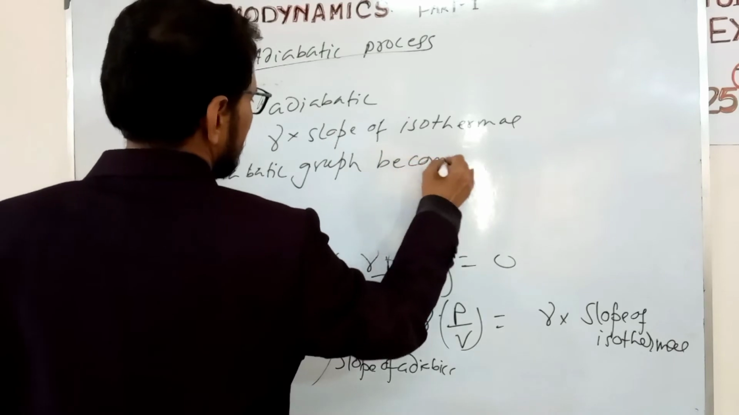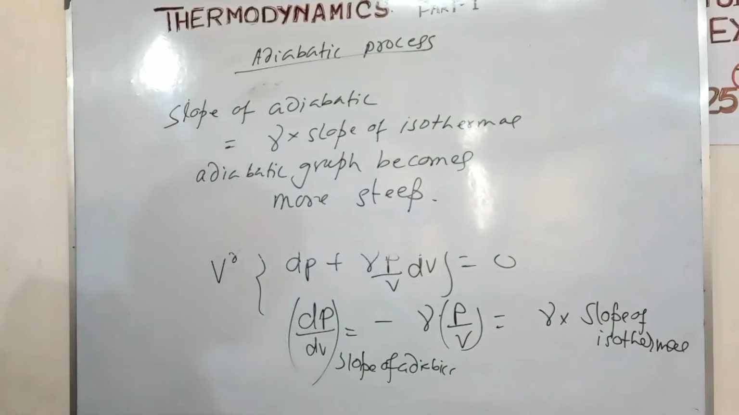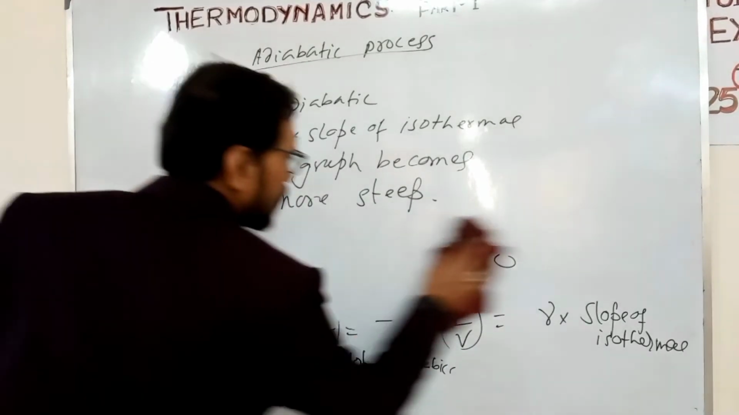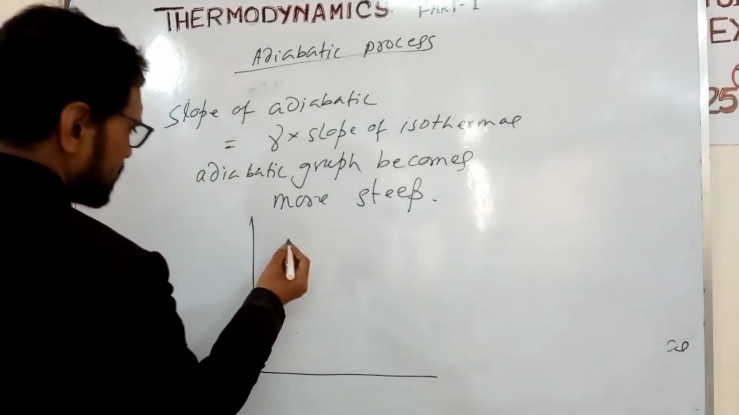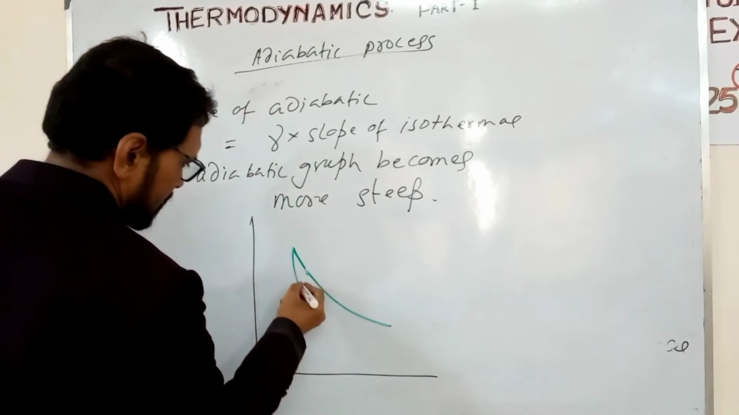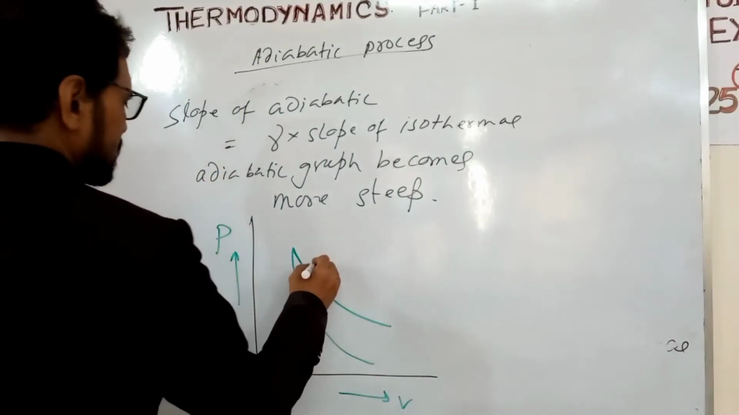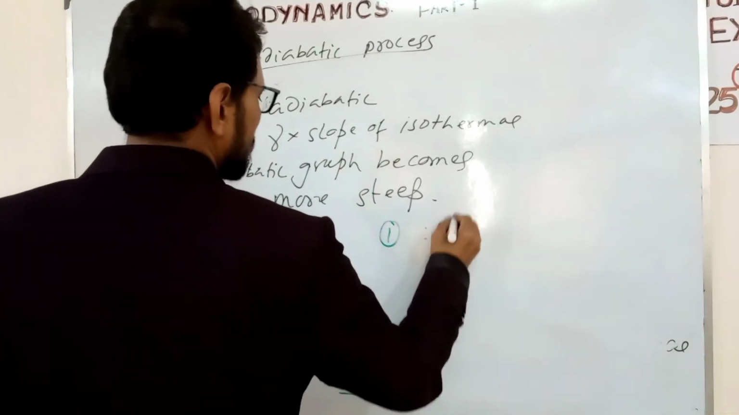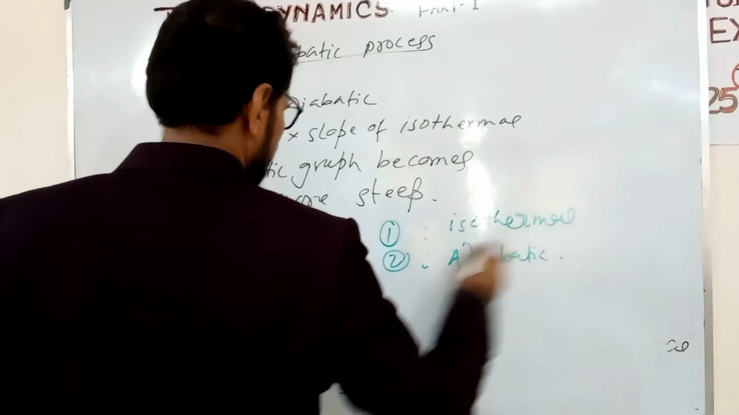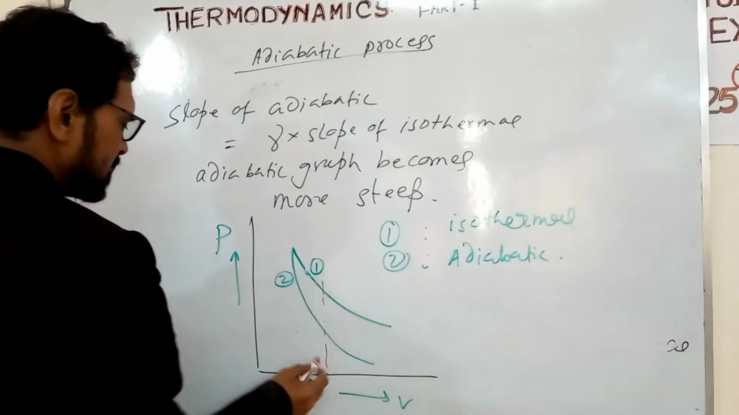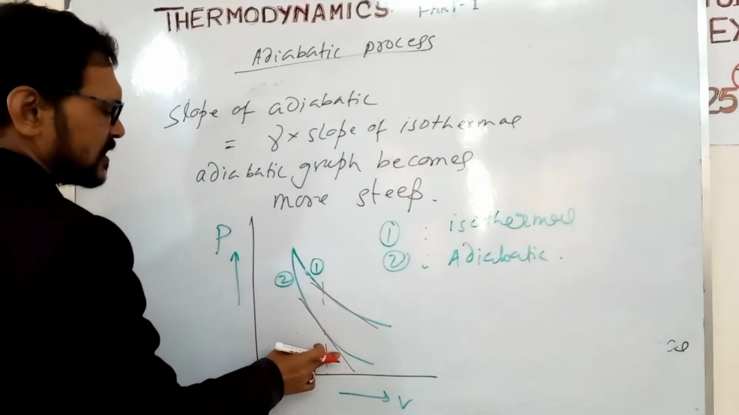The adiabatic graph becomes more steep. That is, if we draw the two graphs, P versus V during expansion, 1 and 2, one is isothermal and 2 is adiabatic, because at a particular constant value of V, the slope of this is this and the slope of this is this, so this slope is more steep than this.